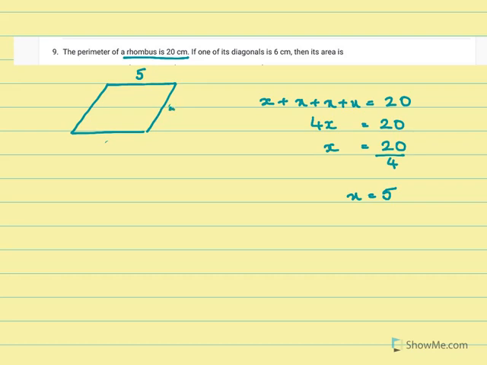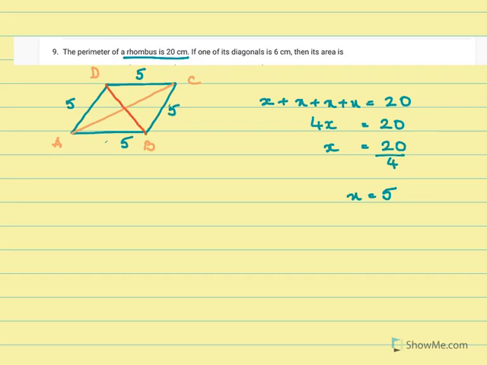This is 5, 5, 5, and 5. One of its diagonals is 6. So let me draw the diagonal. This diagonal is 6, one diagonal. Okay, so write A, B, C, D, 6. And I'll draw the other diagonal, which I don't know.